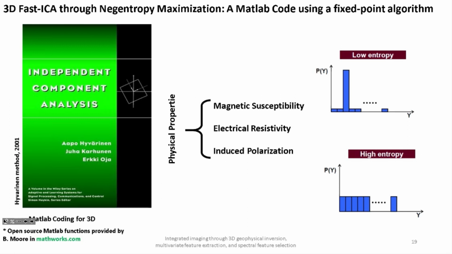The point is that if we could find a way to approximate the negentropy of physical property images and maximize it, we will be able to extract the latent geological features or patterns. This eventually helps machine learning or visual interpretations to better classify and extract patterns for future pattern recognitions.